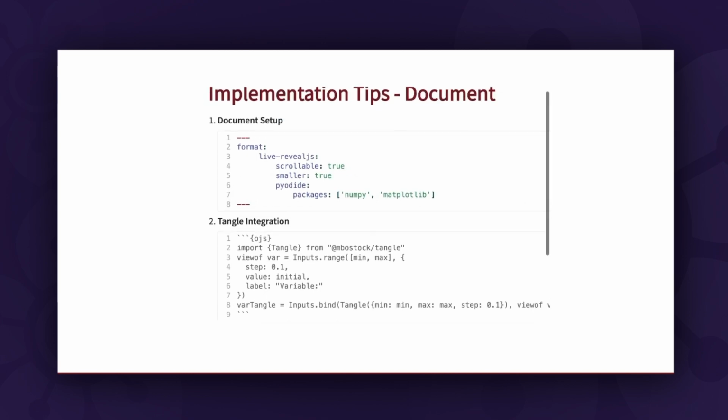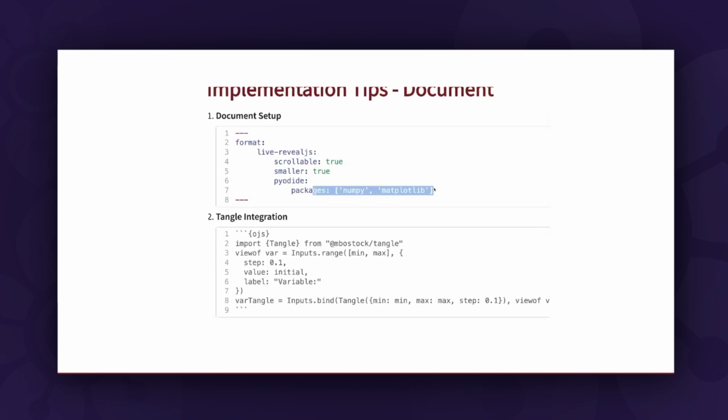When you're building out a document, it's really useful to specify what kinds of packages your document is going to depend on through the pyodide key right underneath the format that you're using. So in my case, I'm using this live-reveal.js format. By adding packages here, they will download at the start when the student opens up the document, and it will prevent later code cells from being run. And it has a better visual indicator to say, this document is ready to be explored.